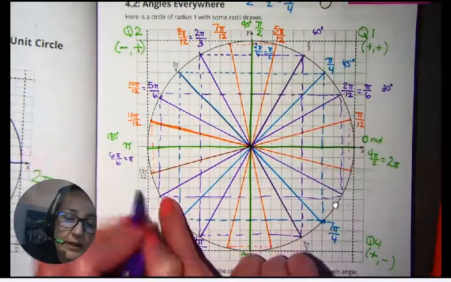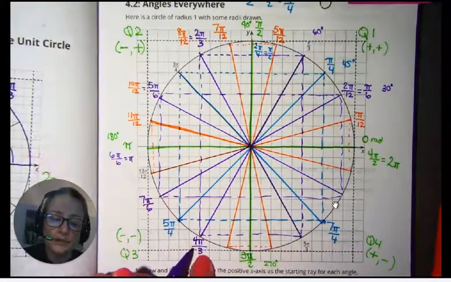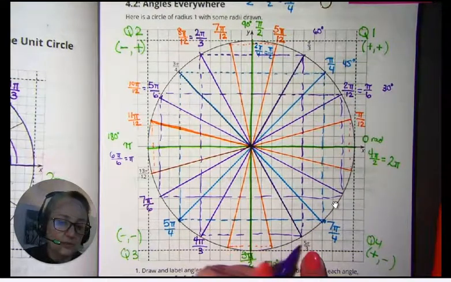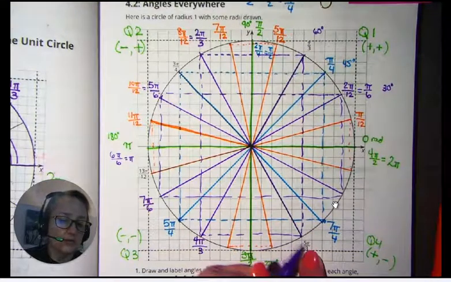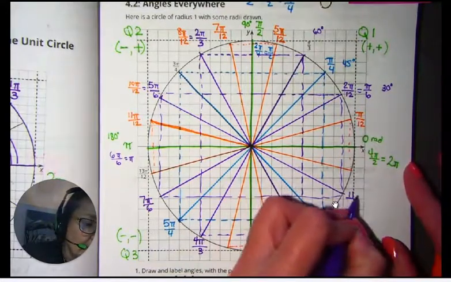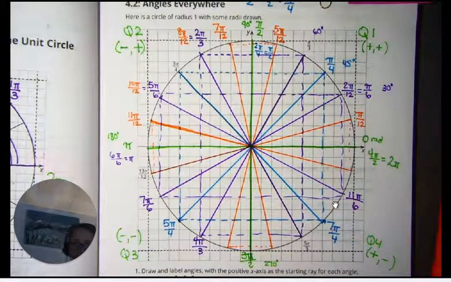That makes this guy down here 7 pi over 6, 8 pi over 6, 9 pi over 6, 10 pi over 6, but 10 and 6 can be reduced. And that means this guy has to be 11 pi over 6. Whew. We're almost done.